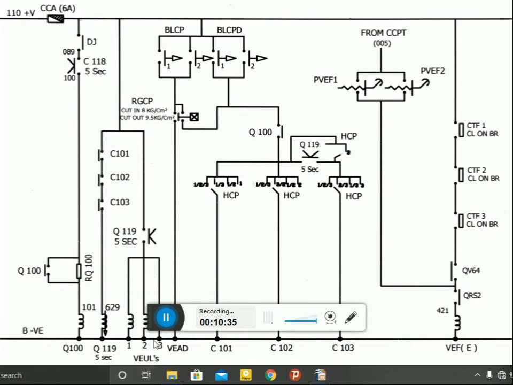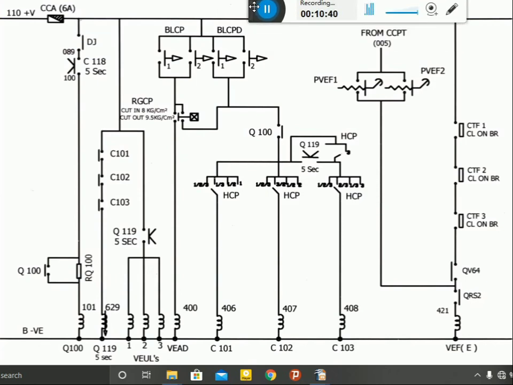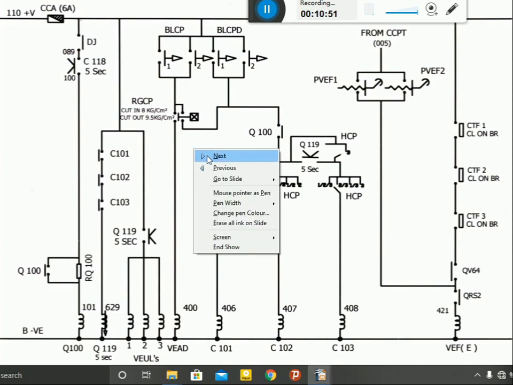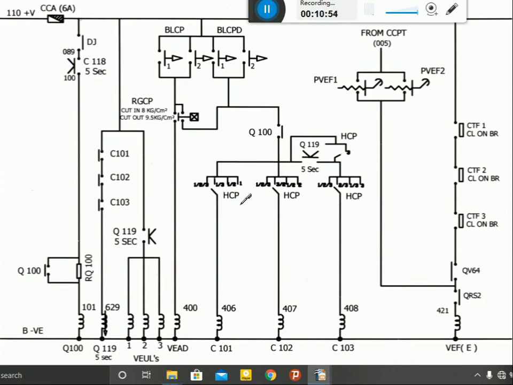Similarly, if CP contactors C101, 102, 103, CPs are not working. Suppose one of the CPs is not working, you can change the HCP position and try. So all CPs are not working, C101, 102, 103, all CPs are not working.